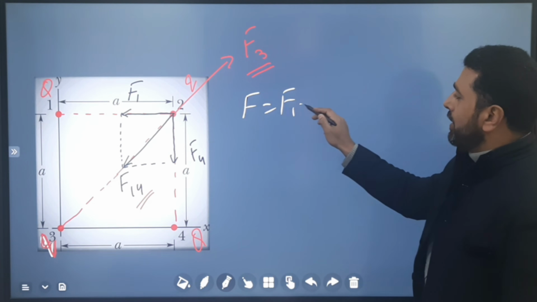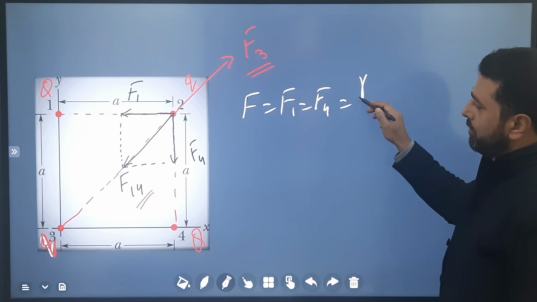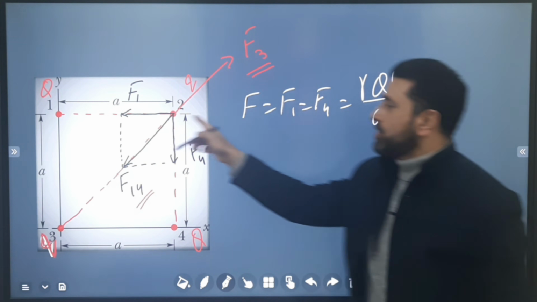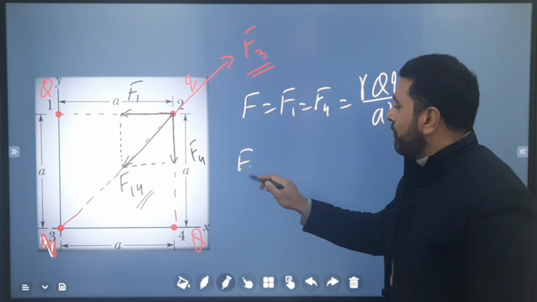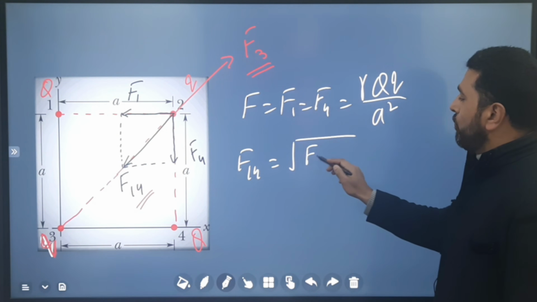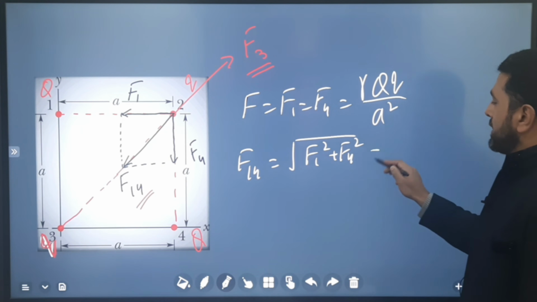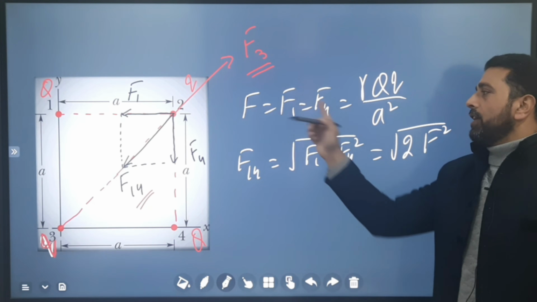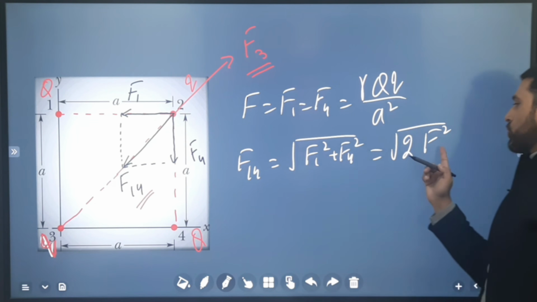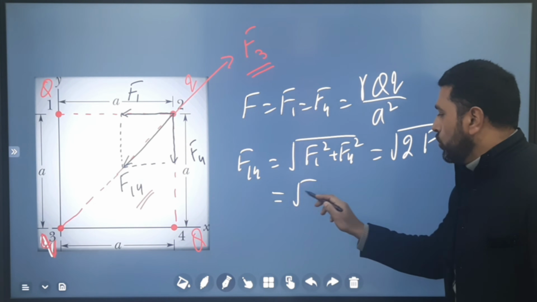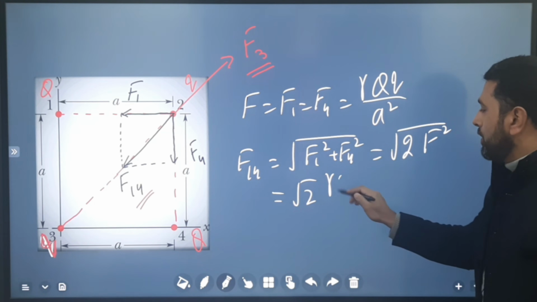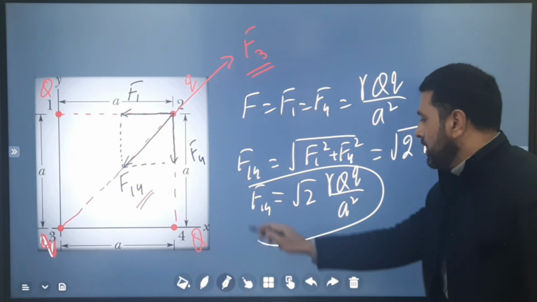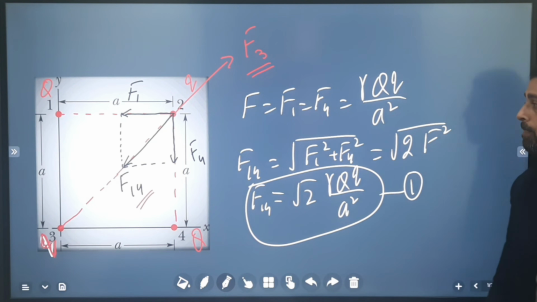F is equal to F1 is equal to F4 is equal to gamma capital Q small q divided by a squared, distance a squared. So the resultant of these two, F14, is going to be under root of F1 squared plus F4 squared, exactly the same as we did earlier. So root of F squared plus F squared is twice F squared. So this is root 2 F, F is gamma Q divided by a squared. So this is our F14. Let's call this equation 1 for this case.